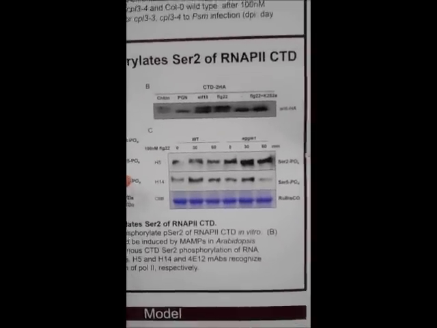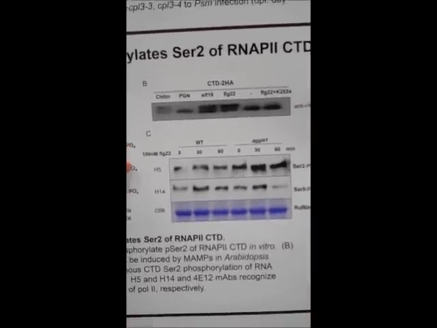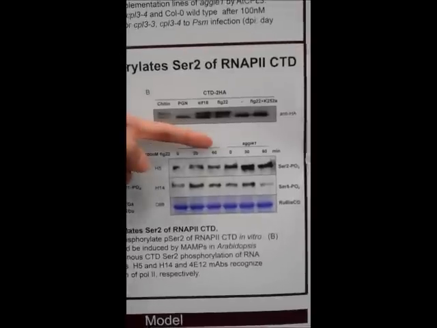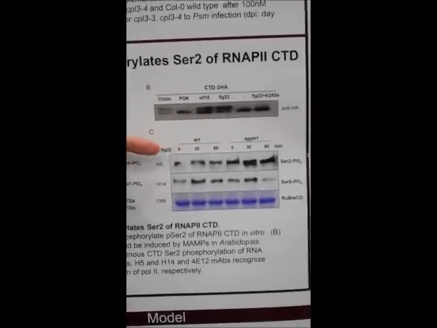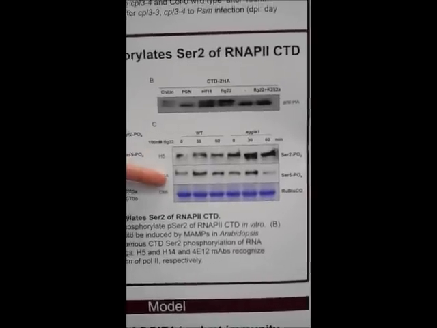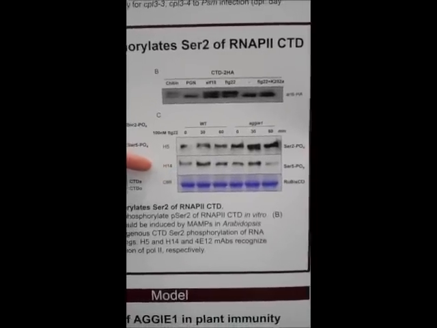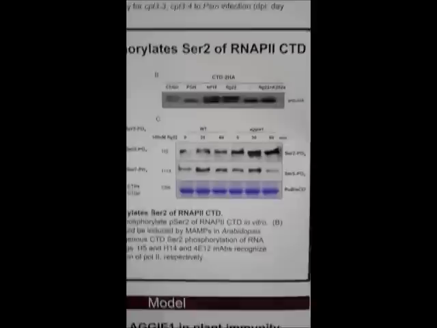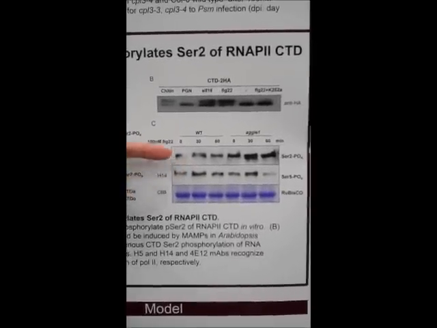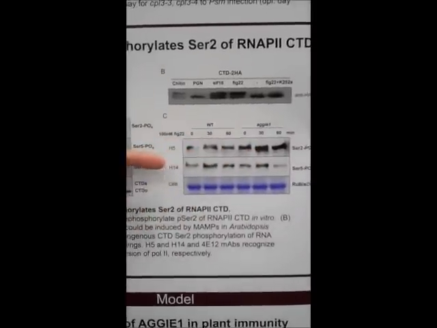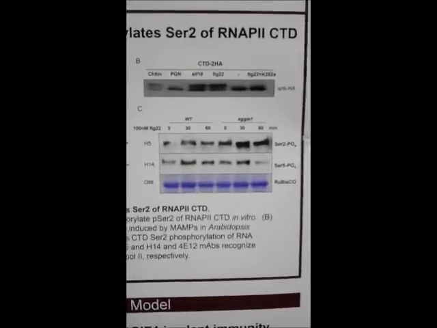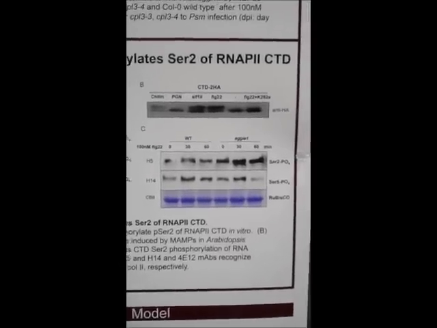Here we use wild type and Aggie 1 seedlings treated with flg22, and we can see in the Aggie 1 mutant the serine 2 phosphorylation was enhanced compared with wild type, but not serine 5. And also interestingly, after flg22 treatment, the phosphorylation of RNA polymerase II was enhanced in both wild type and Aggie 1 seedlings. So this indicates that phosphorylation of RNA polymerase II is involved in and regulated during plant innate immunity.